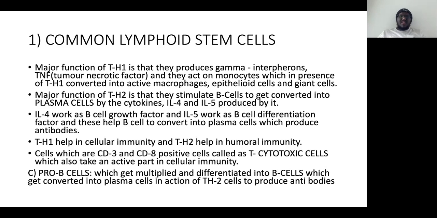Cells which are CD3 and CD8 positive are called T cytotoxic cells, which also take an active part in cellular immunity. Pro B cells get multiplied and differentiated into B cells, which get converted into plasma cells, under the action of Th2 cells, to produce antibodies.